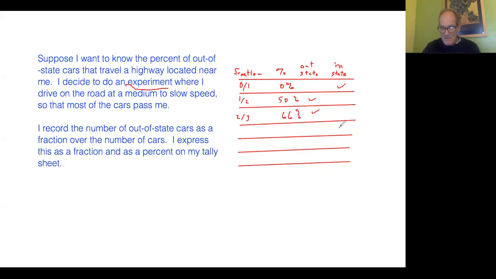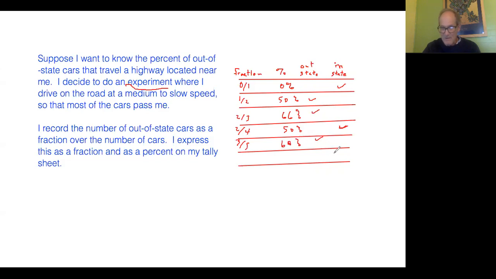The next car is an in-state car. So now I've got 2 out of 4, or back down to 50%. The next car is an in-state car. So I've got 3 out of 5, or 60%. Now I might have to start using a calculator.